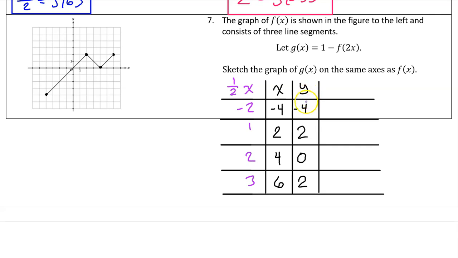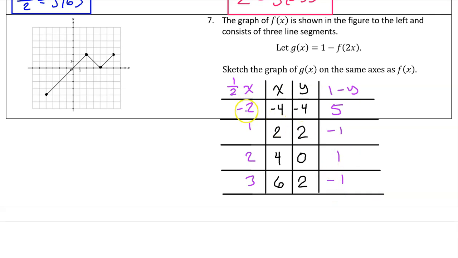The transformations that affect the y values are outside of the function. There are actually 2 of them. I see this negative sign and the 1. But I can really just do 1 minus y, like this. So let's see. 1 minus -4 is really 1 plus 4, which is 5. 1 minus 2 would be -1. 1 minus 0 is 1. And 1 minus 2 is -1 again.